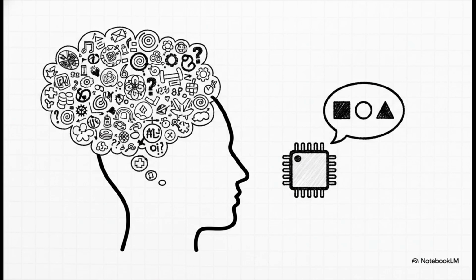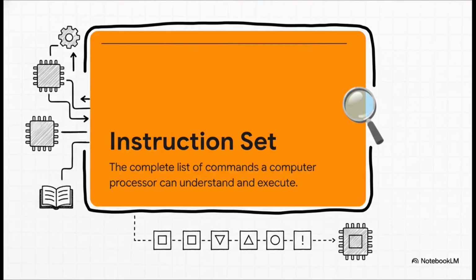limited and super precise set of words. If you want it to do anything, you've got to speak its language. And that language, it's called an instruction set. The best way to picture it is like a dictionary for the processor. It's a really, really small dictionary, but every single word in it has a precise, unchangeable meaning.